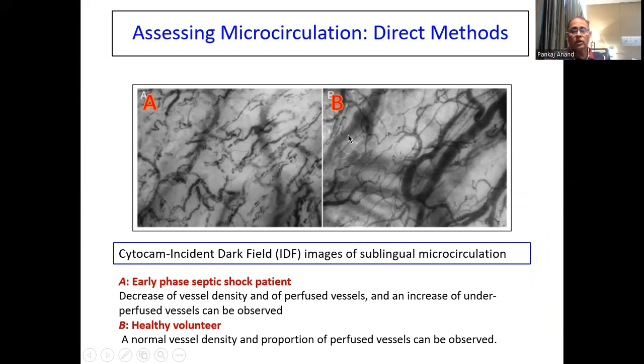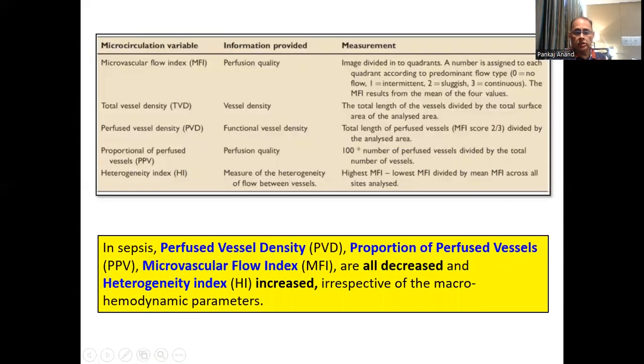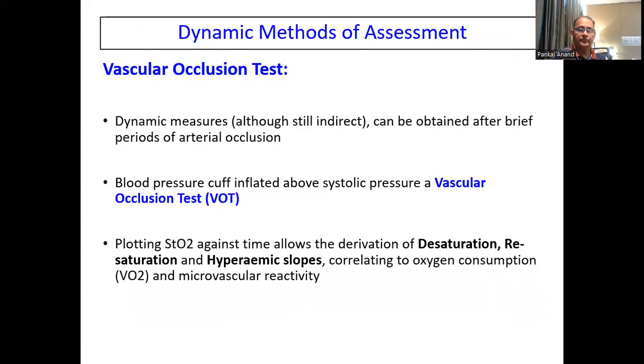Now compare it with a normal, healthy, this is largely your sublingual mucosa. You can see that the normal vessel density and proportion of perfused vessels can be observed. No heterogeneity is seen. So in sepsis, perfused vessel density, proportion of perfused vessels, and microvascular flow index are all decreased, and your heterogeneity index is obviously increased.